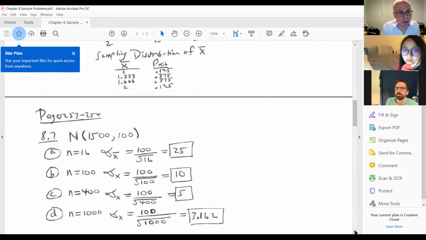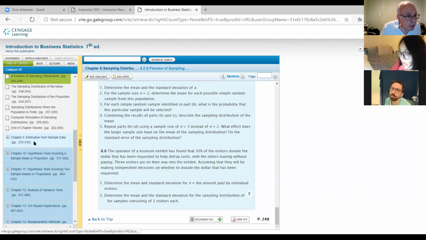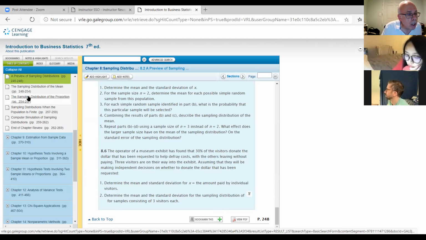All right, let's go to 8.7, and this one's on page 253. So let's go back to the book. Just give me a second here. 8.7 is the next section. Let's see, 253, 254. This one.